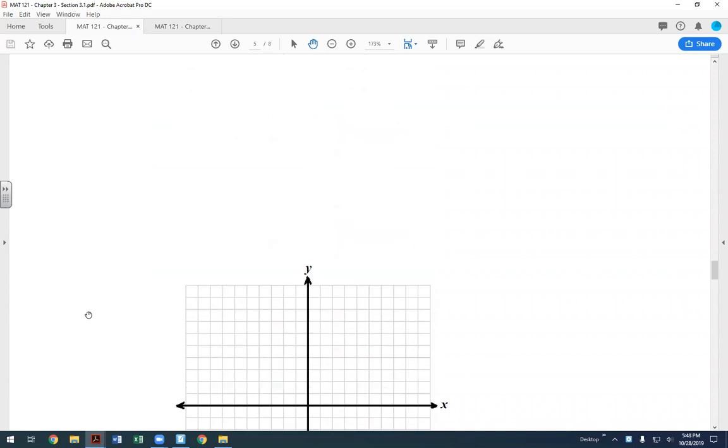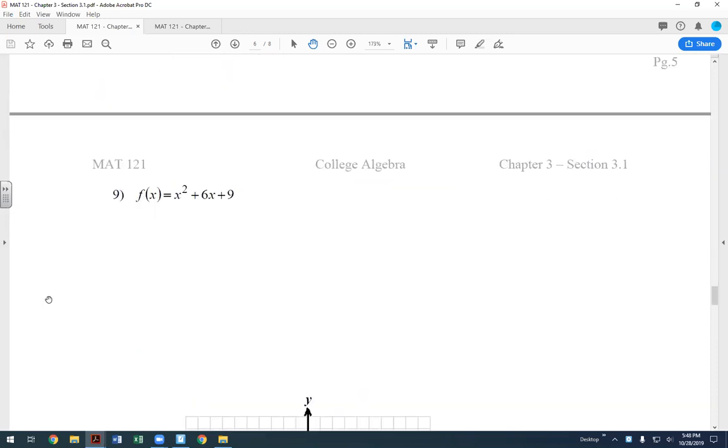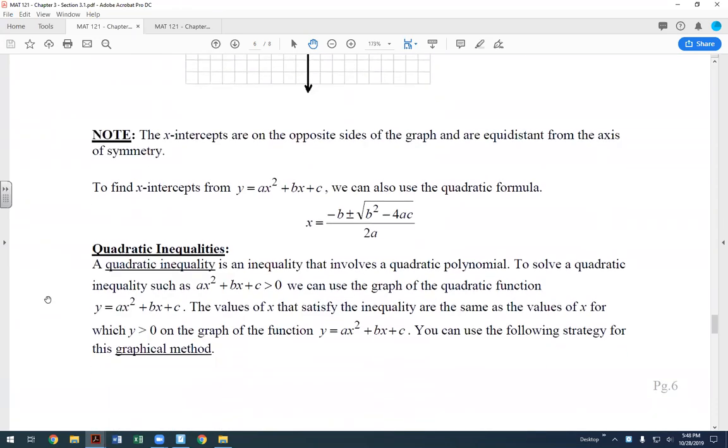Okay, so this was the last example we had done, which was talking about how to find the intercepts and graph our function. Obviously, we had seen that intercepts themselves were not enough, so we had to find a few more points, and I believe we had done a table for number 9. So just immediately after example 9, you'll see that we're talking about how you can also use the quadratic formula to help you find these x-intercepts.